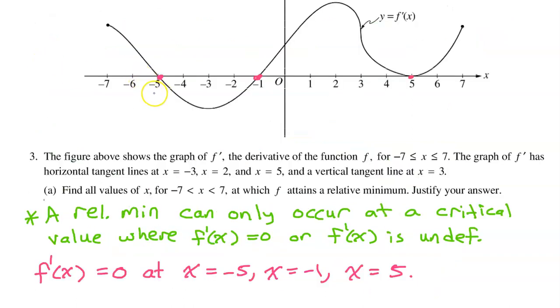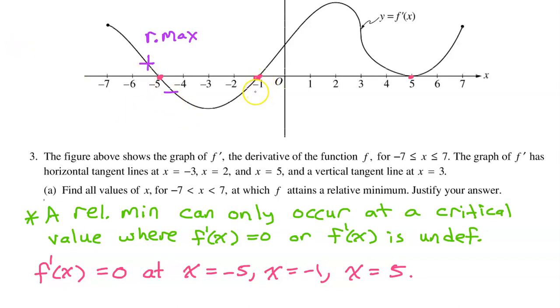Take a look at critical value -5. Notice that f prime is above the x-axis to the left and below the x-axis to the right. So f prime changes from positive to negative at x equals -5. According to the first derivative test, that means we have a relative max at x equals -5. And one more time, that's because the original function is increasing when the derivative is positive and decreasing when it is negative. Thus, relative max is here.